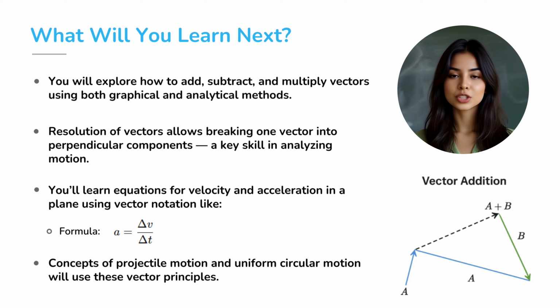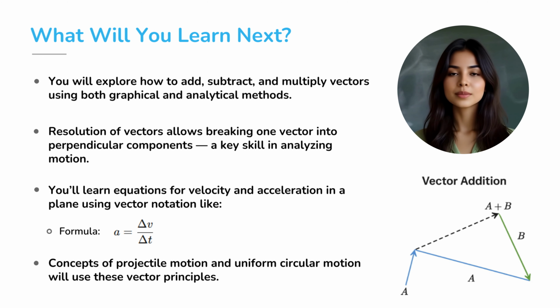One of the key equations you'll use is acceleration vector equals change in velocity vector divided by time. This means take the final velocity vector, subtract the initial velocity vector, and divide the result by the time taken. You'll see how vectors can be added using the head-to-tail method or triangle law. These techniques help simplify real-world motion into solvable components.